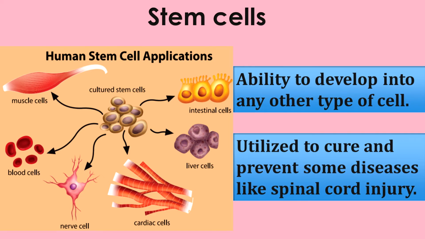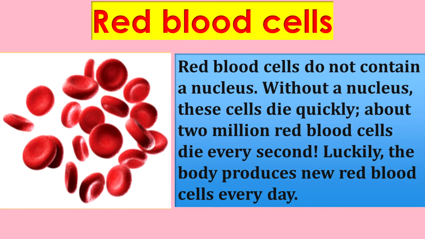Children, do you know that the matured mammalian red blood cells do not have cell organelles and nucleus? Without a nucleus, these cells die quickly. About 2 million red blood cells die every second. Luckily, the body produces new red blood cells every day. The lifespan of the red blood cells is about 120 days.